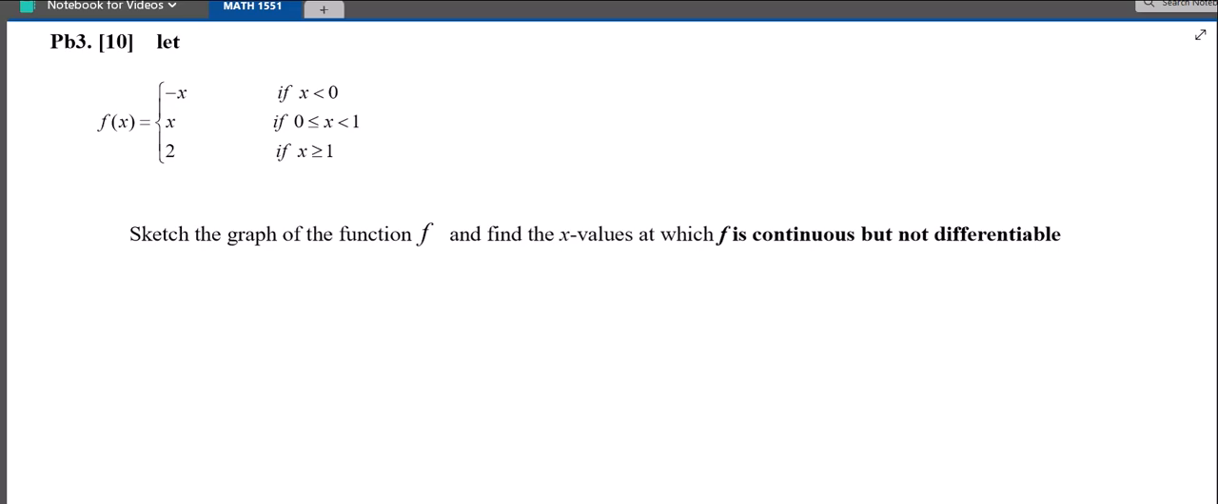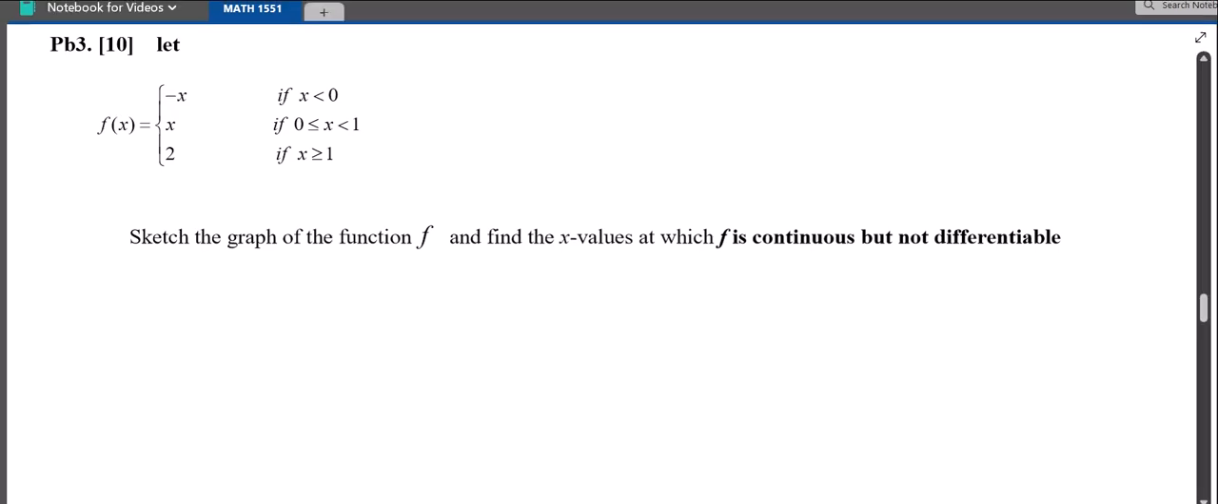So this one says, sketch the graph of the function and find the x values at which f is continuous but not differentiable. Other ways that this question could be asked is you might have something where it has an a in one of these, and it will say, find the value that makes the function continuous. Or it might ask for at what points is it discontinuous and why. There are lots of different things you could do here.